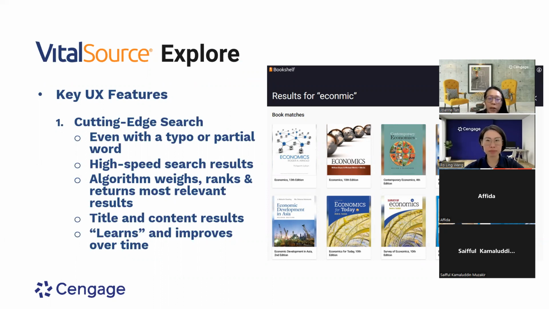And Vital Source has high-speed search results in the title and content across the titles in your collection, so that users can find the content that is most valuable to them instantly. One very important point about Explore search is that it learns and improves over time. The more a user searches and uses the content, the better the results.